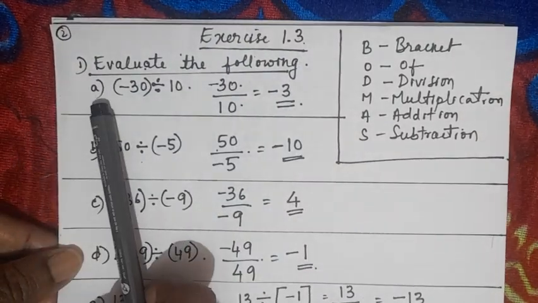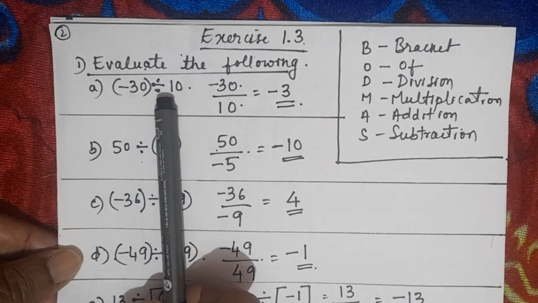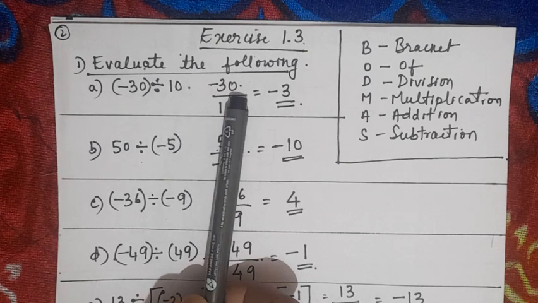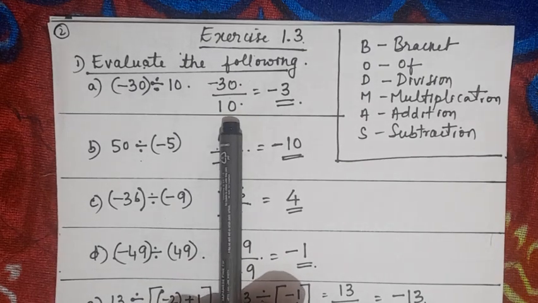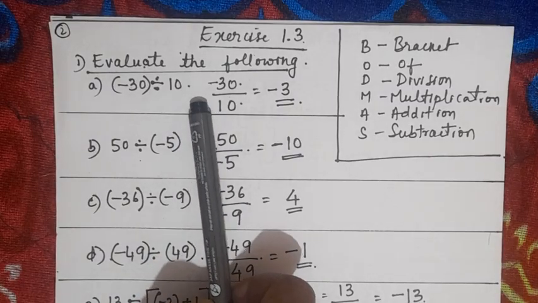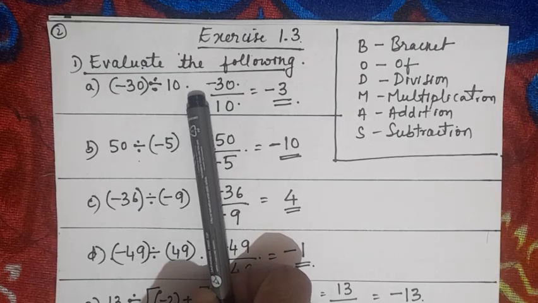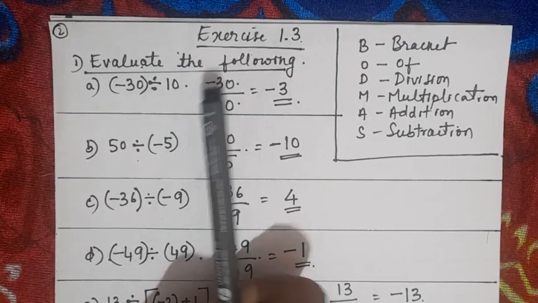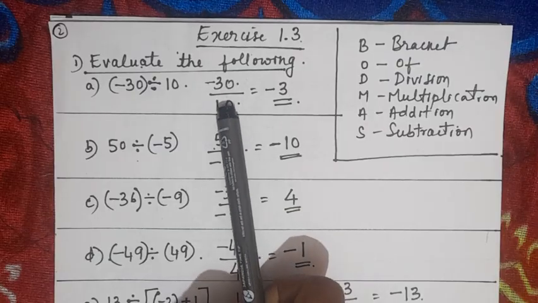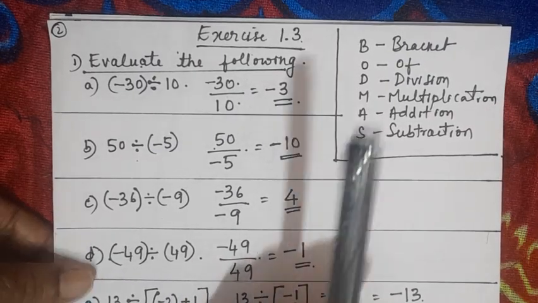In that, question A is minus 30 divided by 10. So you write it the same way, minus 30 divided by 10. Now, as per the rules of division we know, when a negative integer is divided by a positive integer, the answer should be negative. So minus 10 threes are minus 30. Minus 3 is the answer.